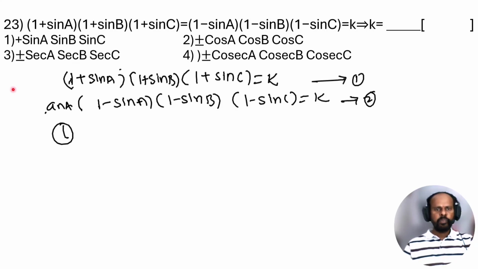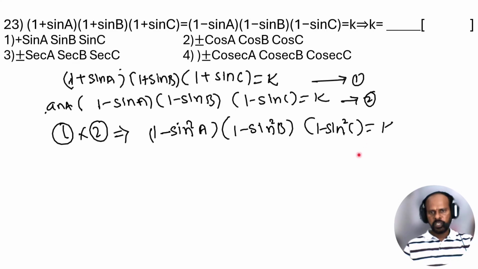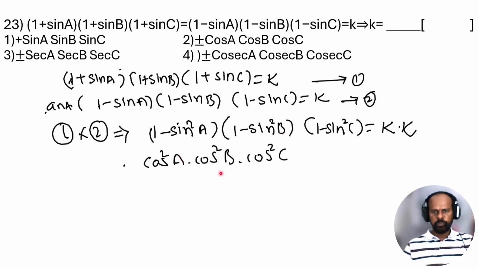If you multiply both, you get 1 plus sin and 1 minus sin, which is the a plus b, a minus b formula, a square minus b square. So the first is 1 square minus sin square A, the second 1 square minus sin square B, the third 1 square minus sin square C, equal to k into k, which is k square. Here you know the identity 1 minus sin square A equals cos square A, and similarly for B and C, so cos square A cos square B cos square C equals k square. In all the terms, the square is common.